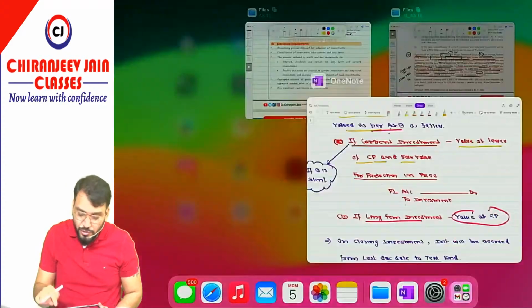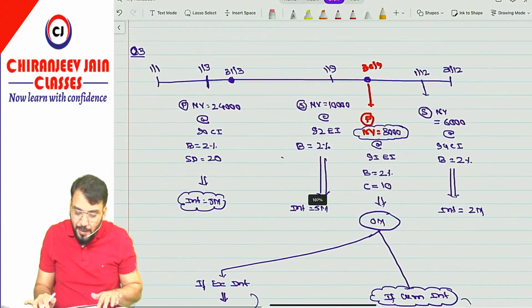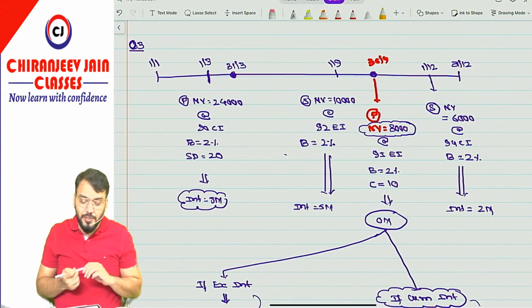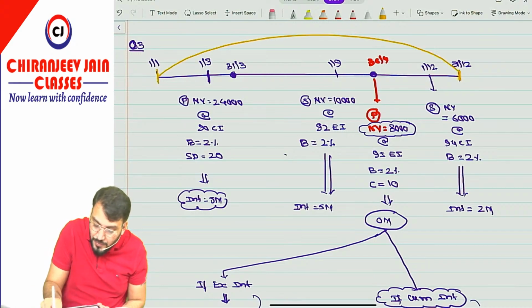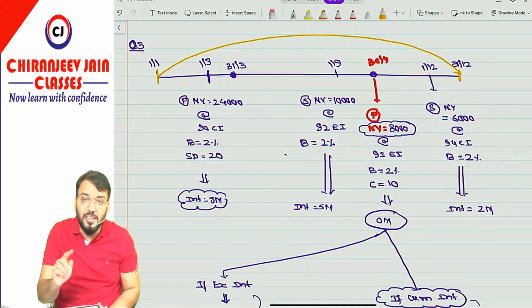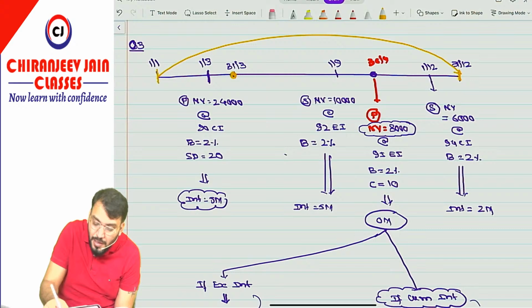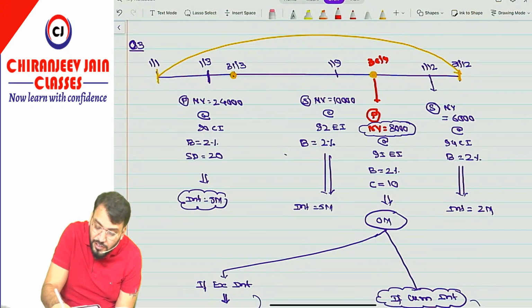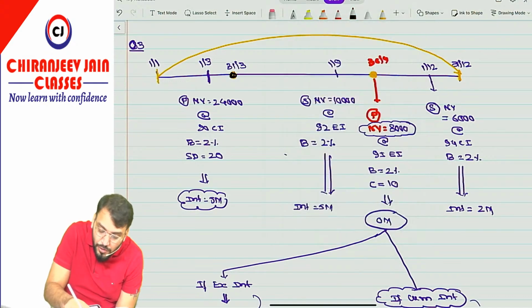So let us do this question, everyone. I already have the timeline prepared. You can see this is 1st Jan to 31st Dec. This timeline is very important to understand. First write down the due dates. The due dates given are 31st March and 30th September. So always first identify the due dates given in the question.